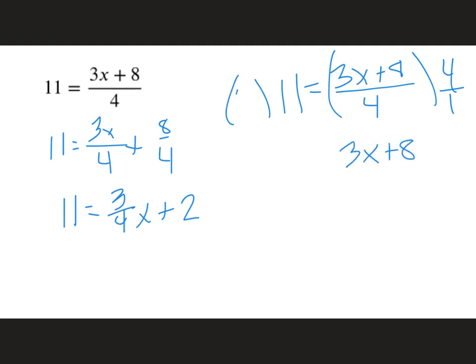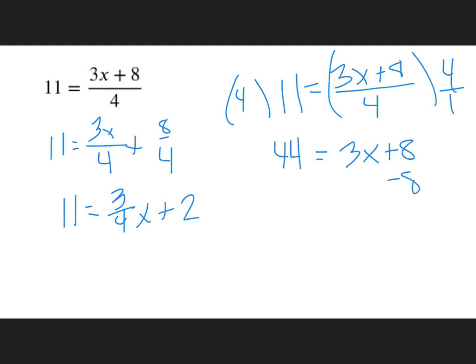8. We would then need to come to the other side and multiply it by 4 as well, which would give us 44. So those are two options to get it to a point where you could then move forward solving. So either the 3/4 x plus 2 equals 11, or the 44 equals 3x minus 8.